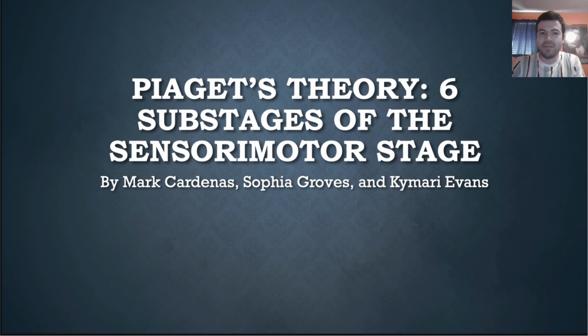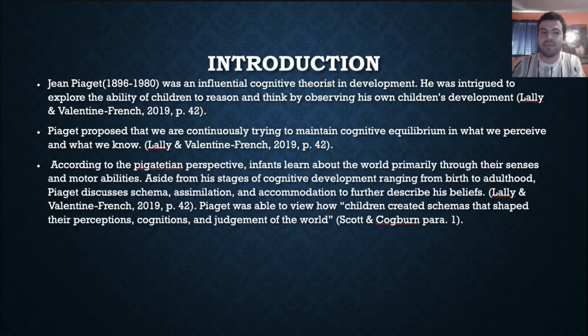Hello class, today we are going to be discussing Piaget's theory, the 6 substages of the sensorimotor stage. Introduction. Jean Piaget was an influential cognitive theorist in development. He was intrigued to explore the ability of children to reason and think by observing his own children's development.